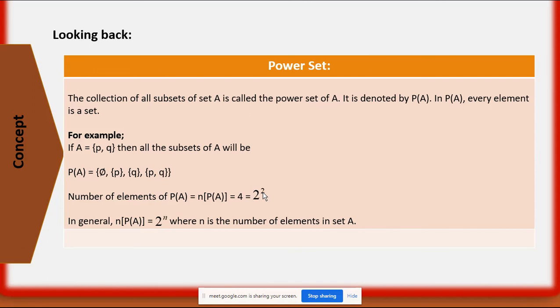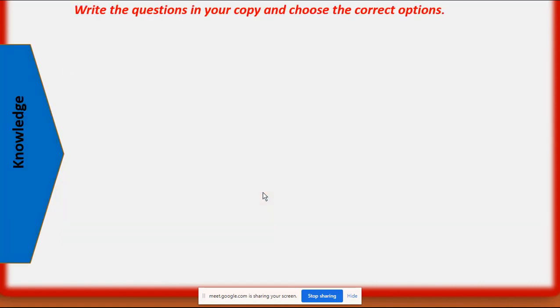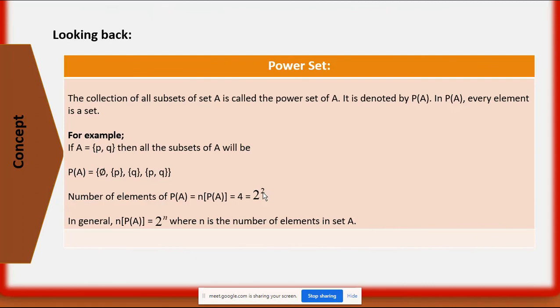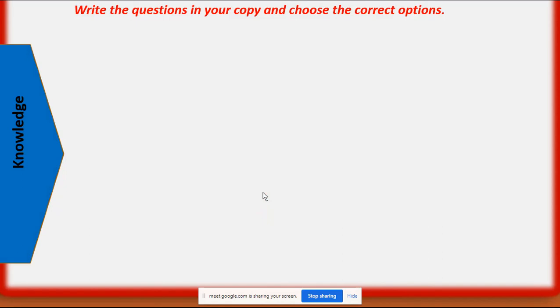Now moving to the next part, dear students. Open your copy and pen. Be ready to copy the question. Now we are discussing the question. Everybody, are you ready? Write the question in your copy and choose the correct option. Now get ready for the assignment part.